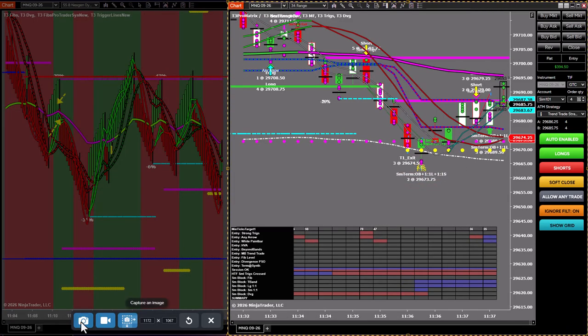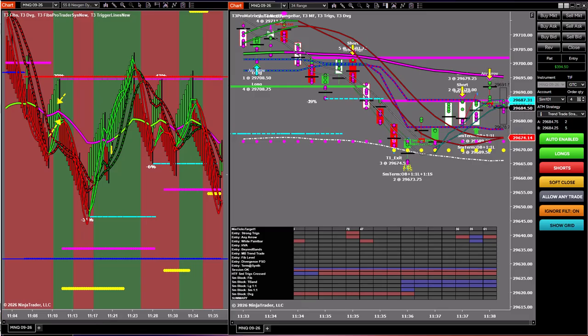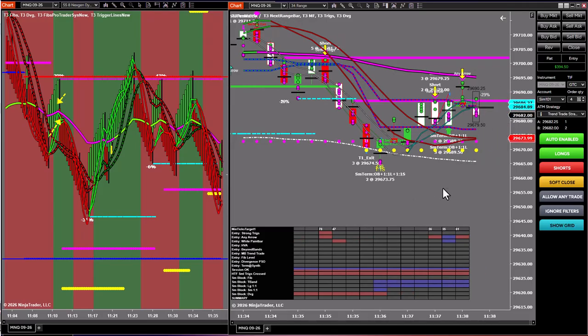I need to take a picture of that too. Oh, I have ignore filters on. No shit. Okay. I was like, why the hell did it go short when I had filters on and I had the button pushed? My bad.